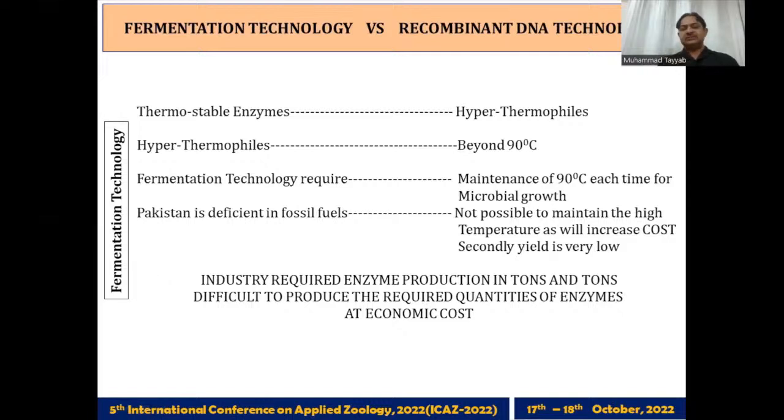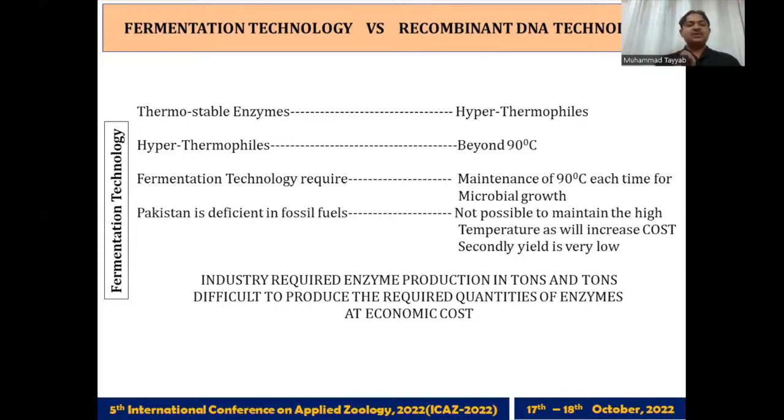But in case of fermentation technology, if we are interested in the production of thermostable enzymes, definitely its source will be hyperthermophilic microbes. And we know that hyperthermophilic microbes can be grown beyond 90 degrees Celsius. Fermentation technology requires the maintenance of 90 degrees Celsius for each batch of microbe so that it can grow and produce the desired amount of enzymes.